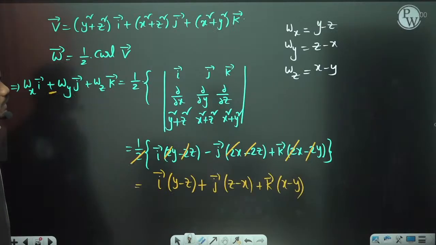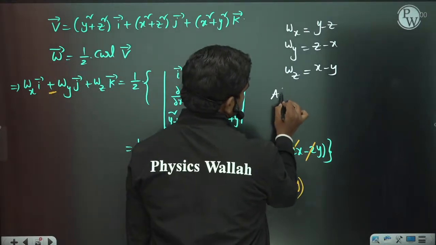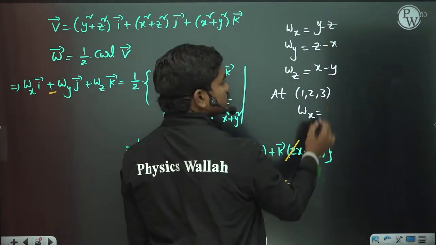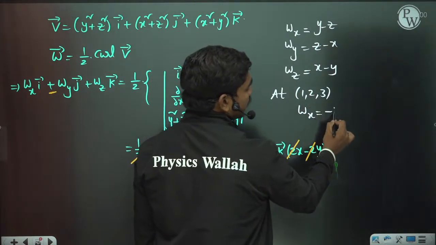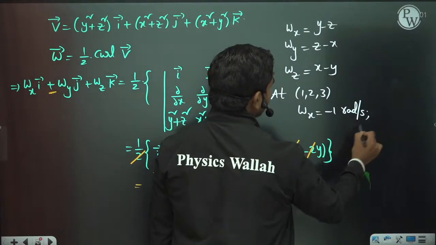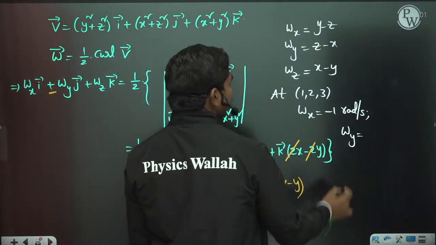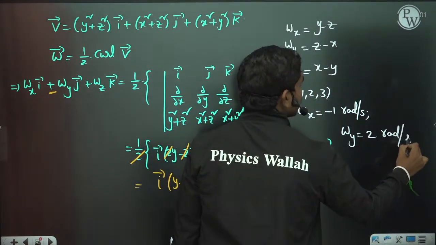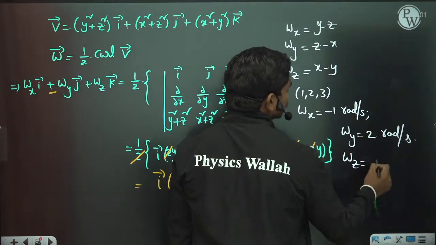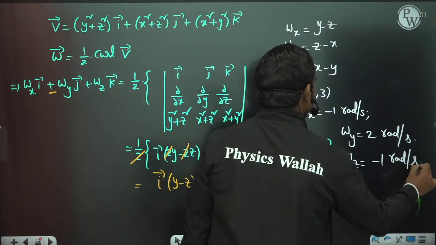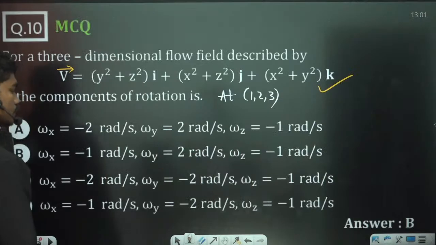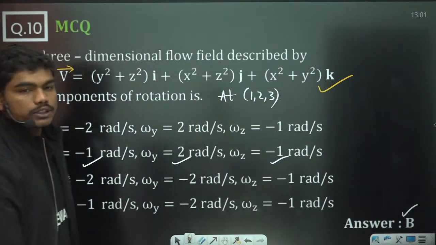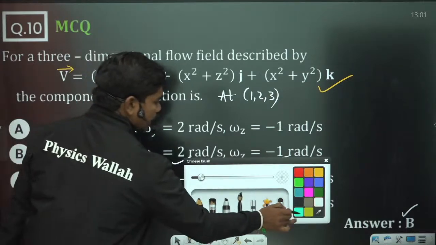So at 1, 2, 3, omega x is equal to y minus z, so 2 minus 3 is minus 1 radians per second. Omega y is how much? Omega y is 3 minus 1, so 2 radians per second. Omega z is 1 minus 2, again minus 1 radians per second. So minus 1, 2, minus 1, so B is the correct answer in this case for the components of rotation.